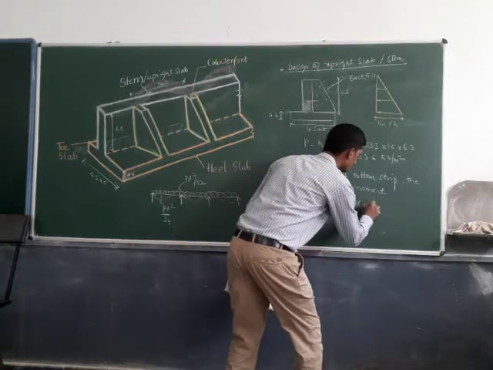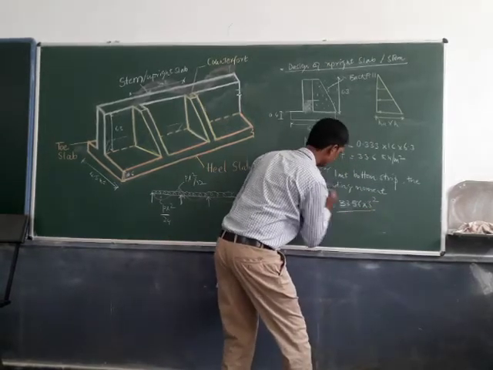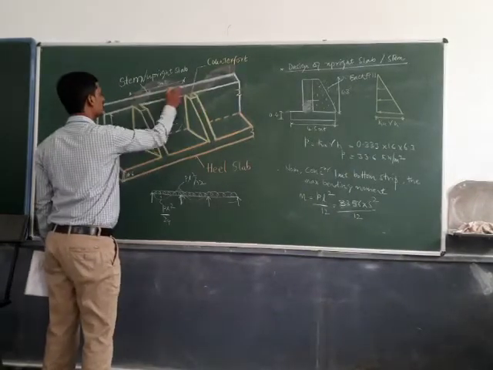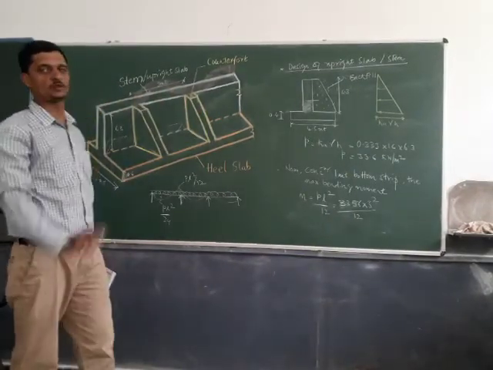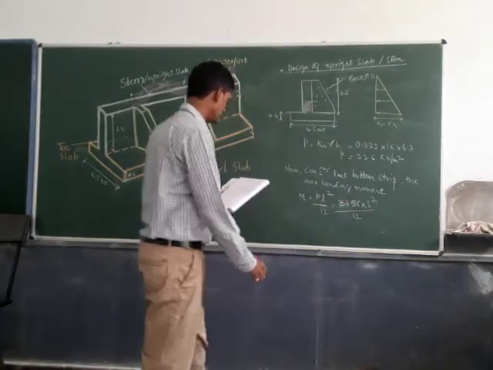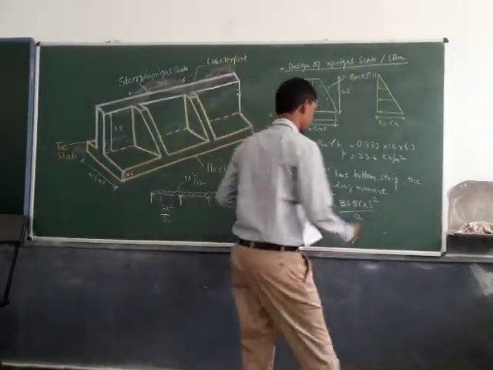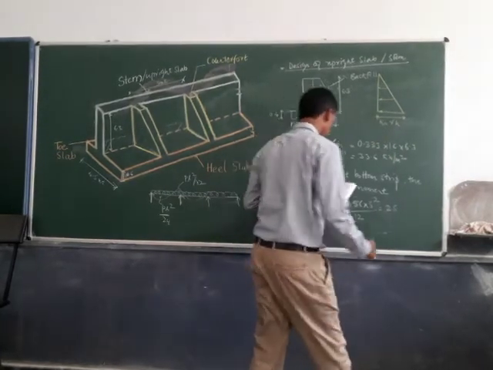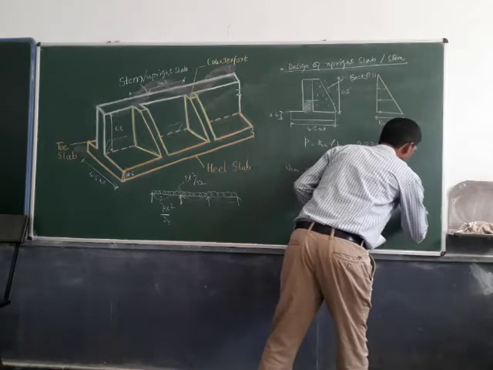Into L is 3 meter divided by 12. Why is L 3 meter? Because the center to center distance between the supports of the counterfort is 3 meter. So that's what is P L square by 12. Okay, P L square by 12. So we get this as 25.17 kilonewton meter.